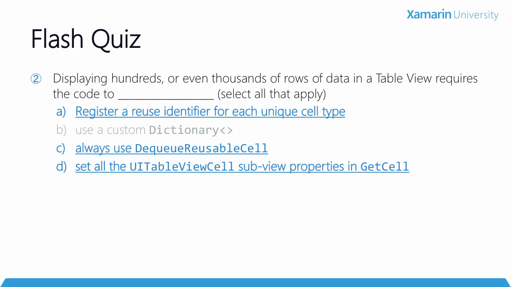When you display hundreds or even thousands of rows of data in a table view, by the way, thousands of rows would probably be a little too much for the user to scroll through, but say 100 rows, then your code needs to register a reuse identifier for each unique cell type. You must always use DQ reusable cell to participate in the cell reuse algorithm, and when you retrieve the cell, you have to set all your subviews to the appropriate data that represents the cell for the row being displayed.